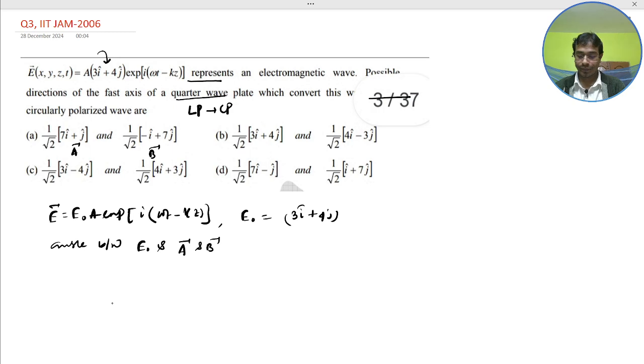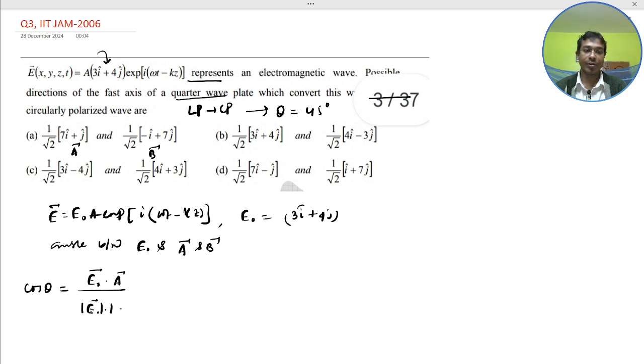I just choose option A and find the angle, and you have to find the linear to polarized for the angle theta equal to 45 degree. You have to find which represents the theta 45 degree. So first of all, the cos theta is equal to, for the A, E naught A divided by mod E naught and the A.